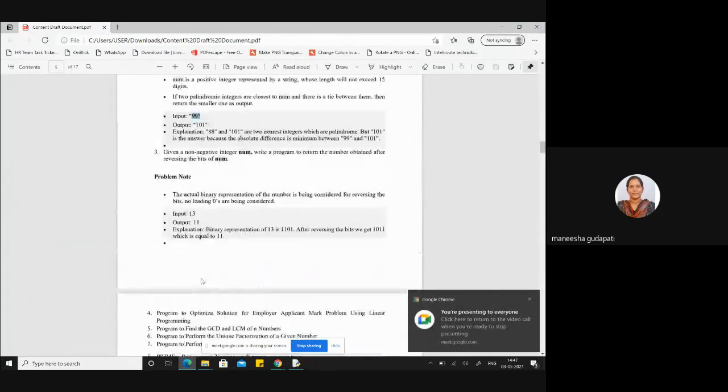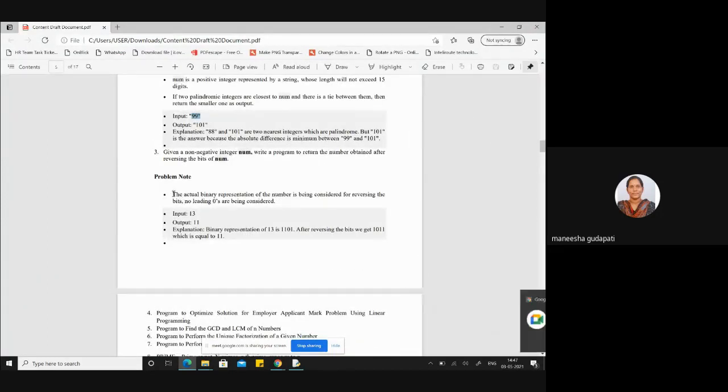consider this problem. The actual binary representation of the number is being considered for reversing the bits. No leading zeros are being considered. Suppose I give a number 13, what I have to do is first convert this number to its binary equivalent and reverse this binary equivalent number. Then for this binary number you have to print the equivalent value.